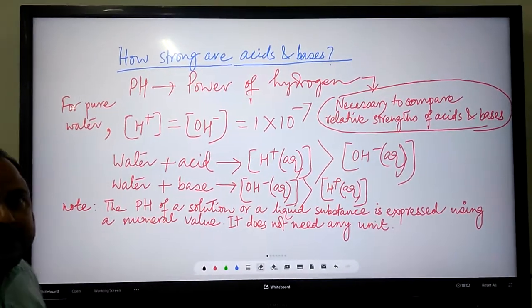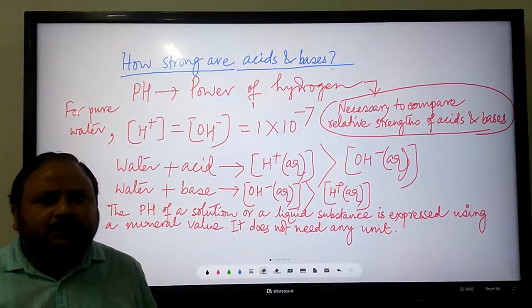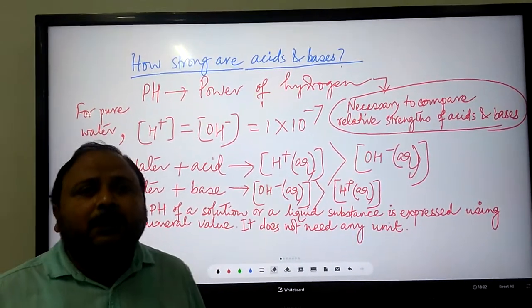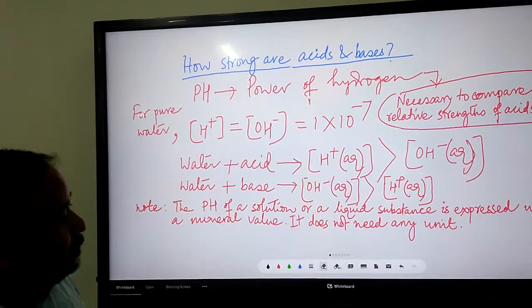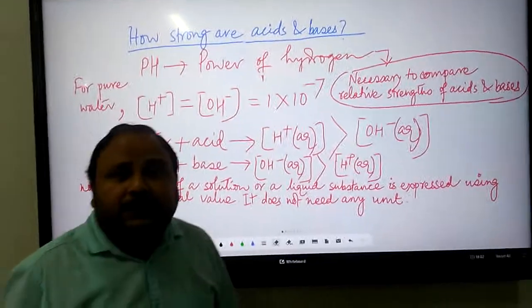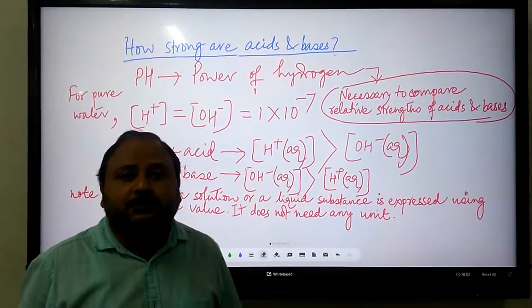So when we express the pH values of solution, we express the pH values like say 1, 2, 3, 4, 5 or 7.5 or 10, 12. Like this we express the pH values of solutions. And from these pH values we understand the chemical nature of the solutions.